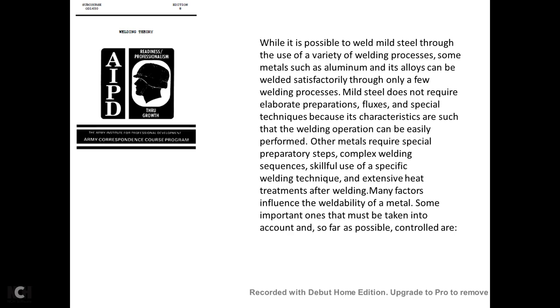While it is possible to weld mild steel through the use of a variety of welding processes, some metals, such as aluminum and its alloys, can be welded satisfactorily through only a few welding processes. Mild steel does not require elaborate preparations, fluxes, or special techniques, because its characteristics are such that welds can be easily made. Other metals require special preparatory steps, complex welding sequences, skills, use of specific welding techniques, and extensive heat treatments after welding.